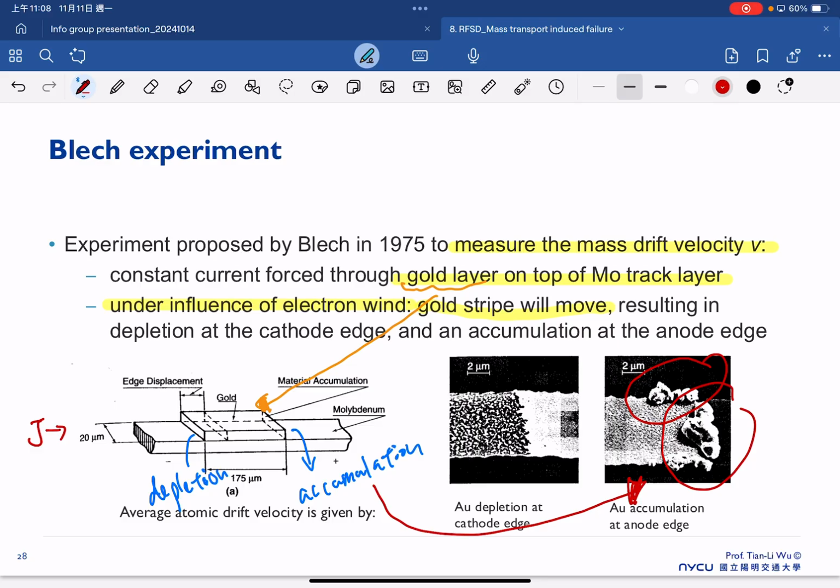This experiment is very simple. The idea is simple. We just force the current through the bottom metal layer and we try to observe the gold layer on top and see whether this gold will shift or not. So it's very clearly evident that the atoms do move due to the electrons, due to the current.